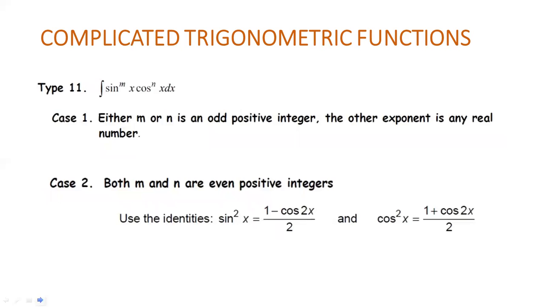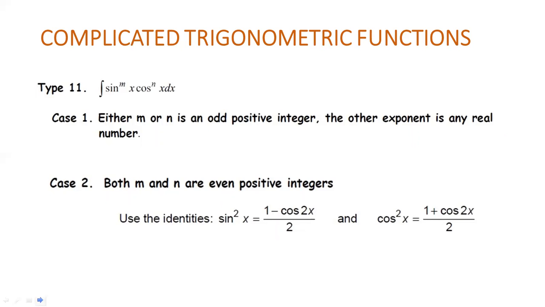Now, under type 2, it involves the product of the sine and the cosine function. And under this particular type of integral, you also have two cases. So if either m or n is an odd positive integer, the other exponent is any real number.